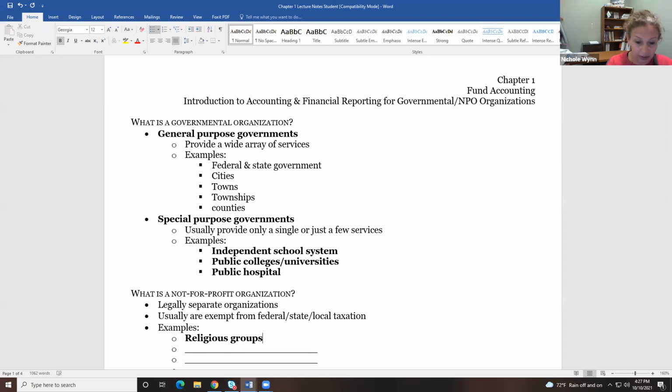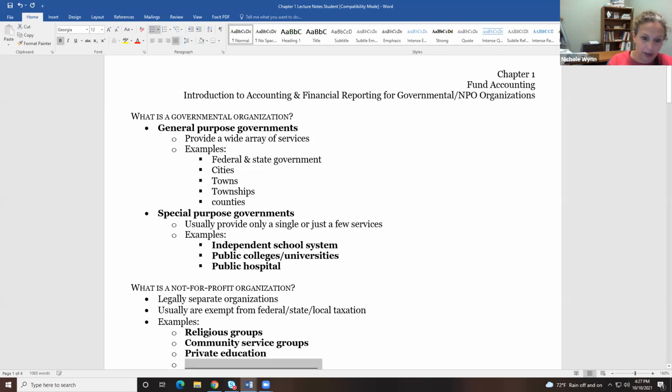So churches, things like that. Community service groups, private education, museums, things like that. So all of these would be considered examples of nonprofits. Like the Red Cross would be like a community service type group.